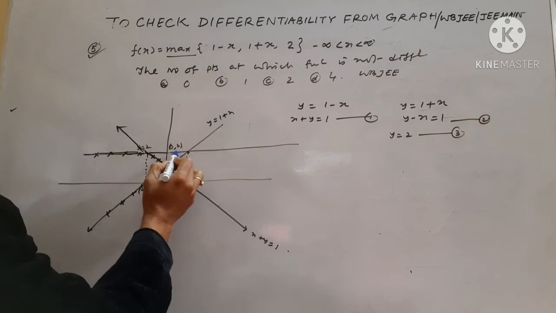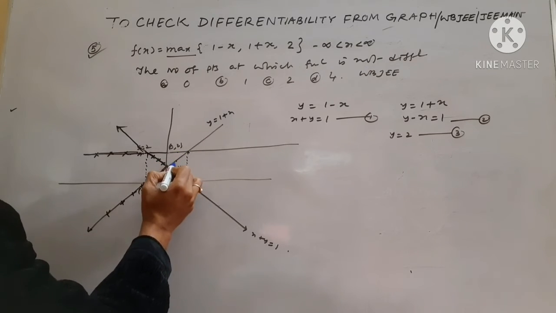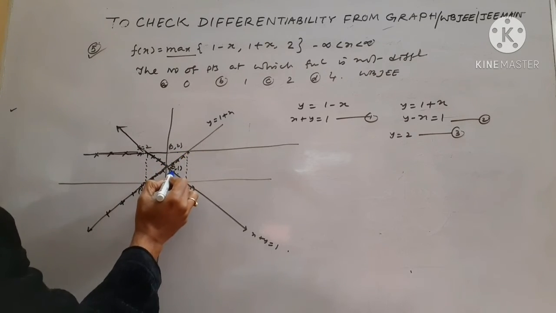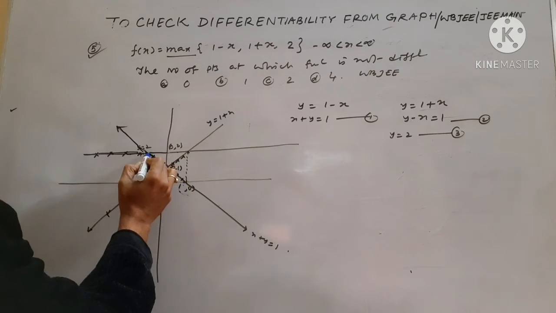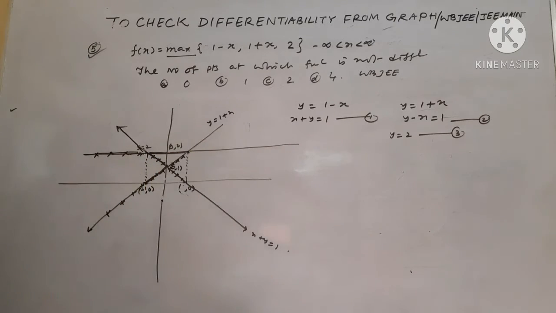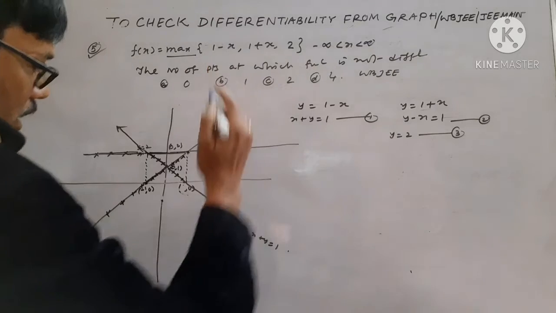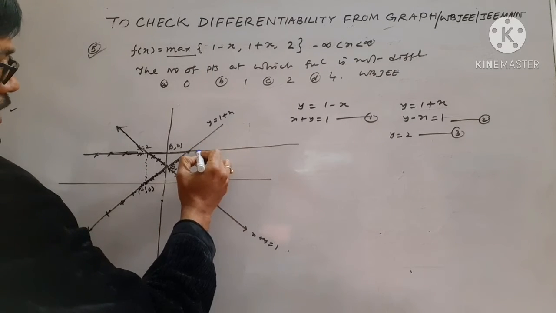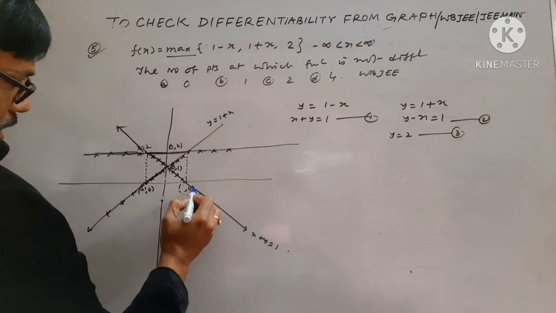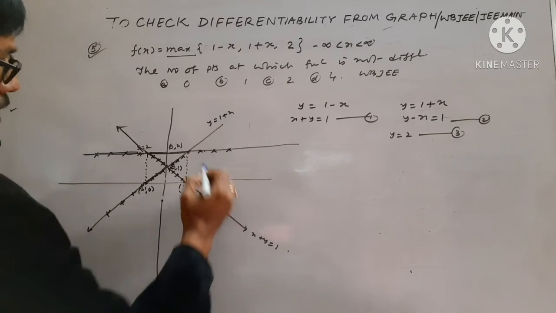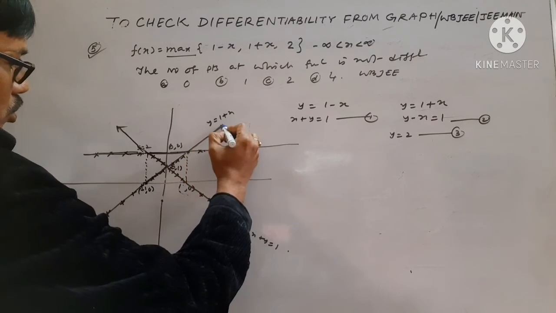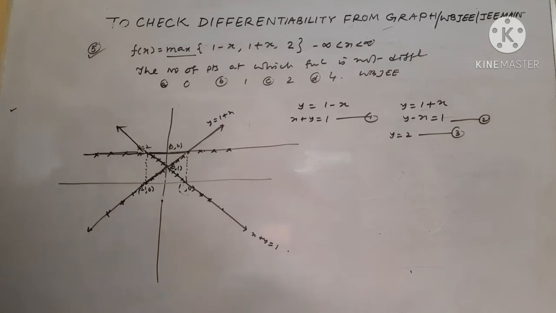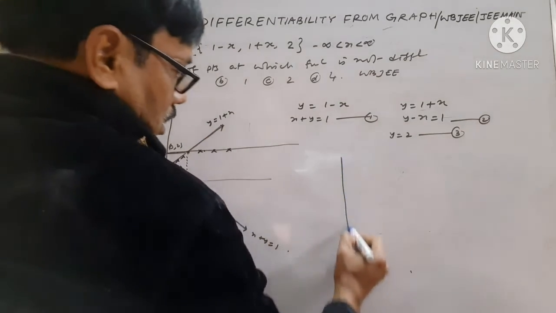0 to 1, this and this. So this part is cancelled out. This part is cancelled out. 0 to 1 we are getting this. And for greater than 1, this is one graph, this is this. So this part is cancelled out. This part is cancelled out. We are getting this one. So what is our final graph?